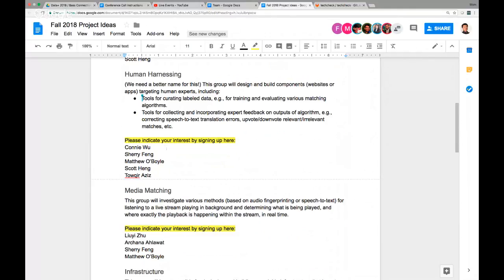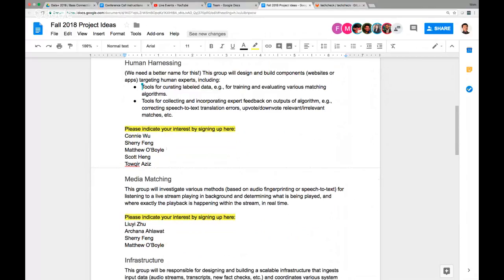So this is what I'm trying to get at in terms of human harnessing. And this is pretty challenging because you have to think about what are the right ways to bring the human aspect into this picture. It's not trivial at all. It will require some innovative thinking and so on.